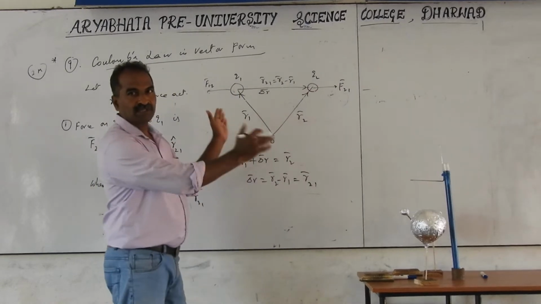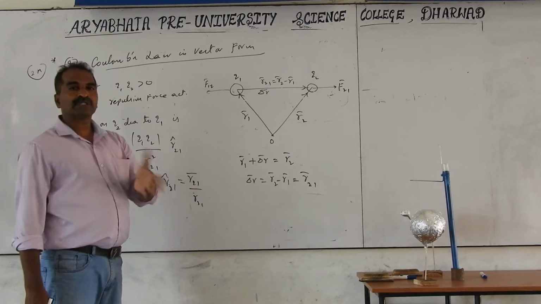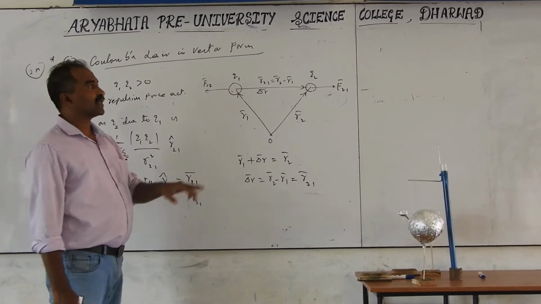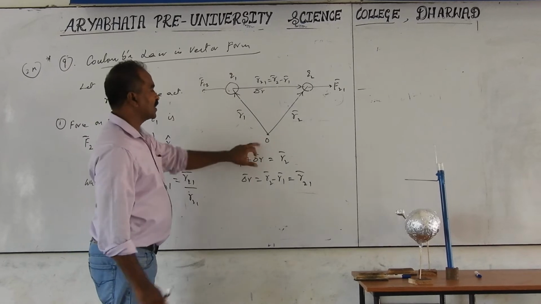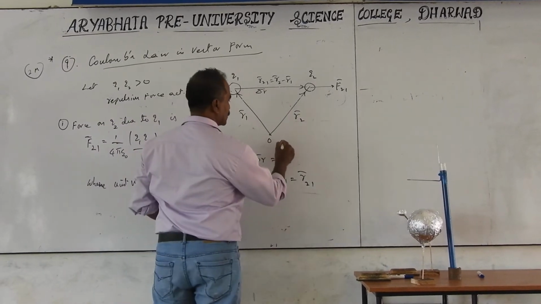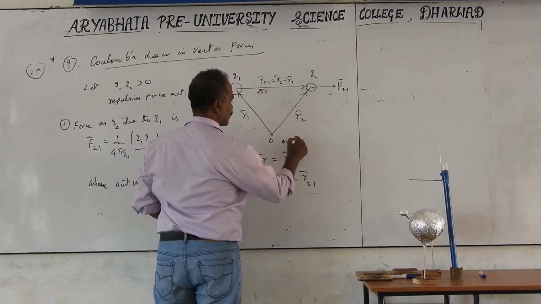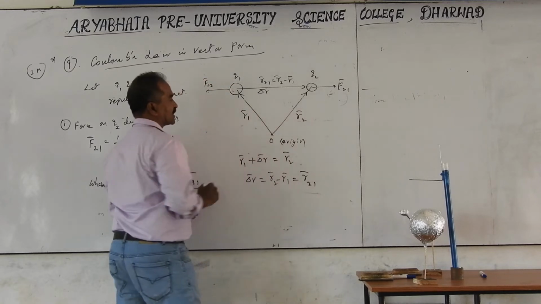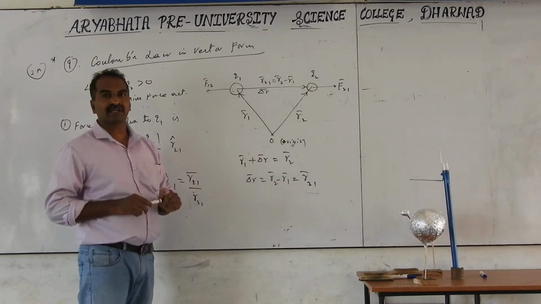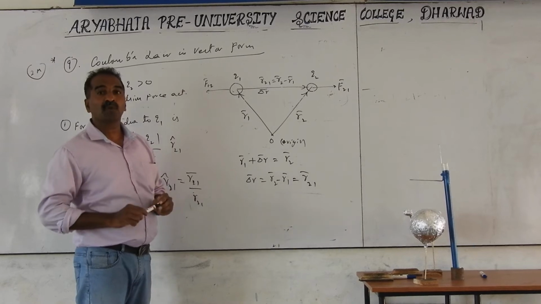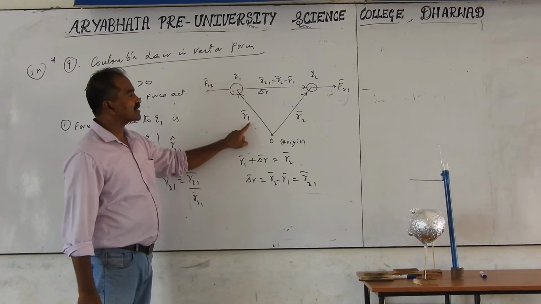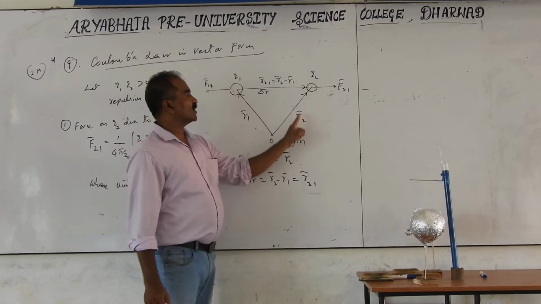Repulsion means we take opposite directions. Vectors in opposite direction are represented with a minus sign. And O is the origin. Position vector is nothing but a displacement vector. The shortest distance from the origin is called the position vector. Position vector of Q1 is R1 bar. Position vector of Q2 is R2 bar.